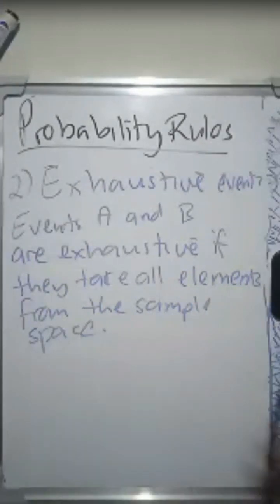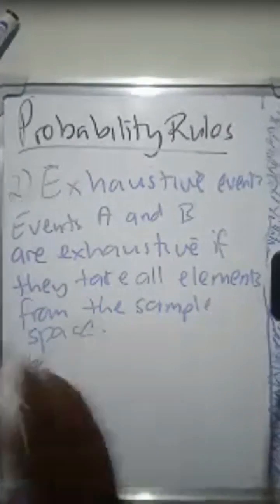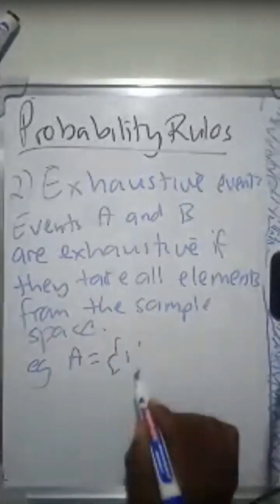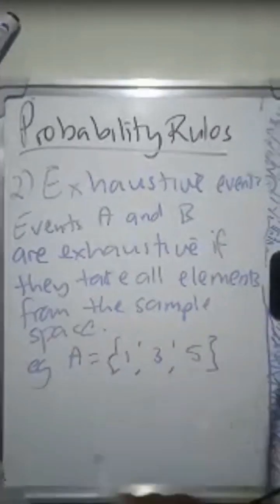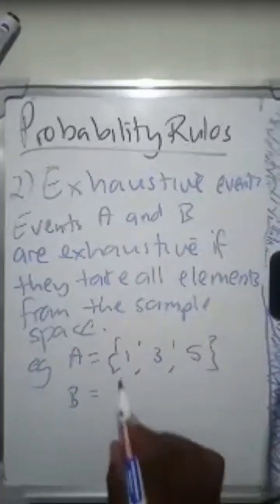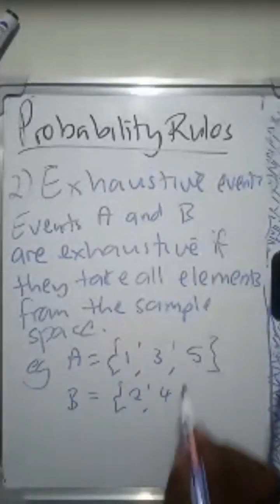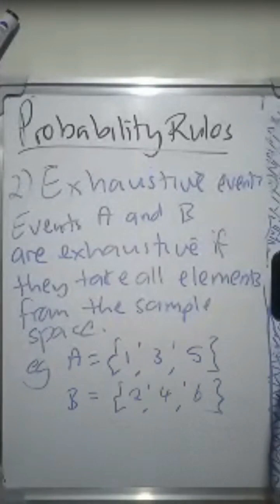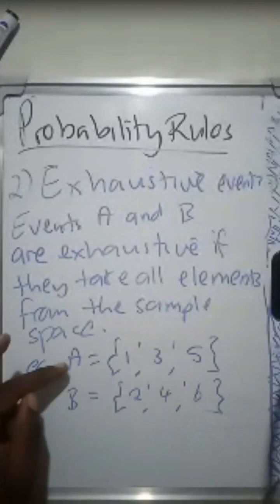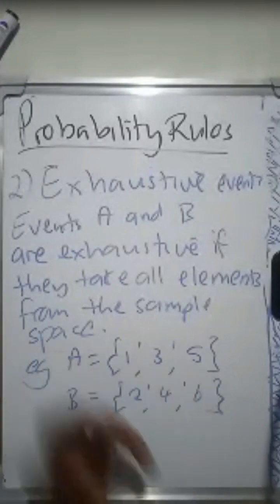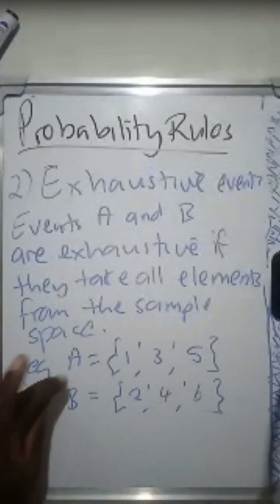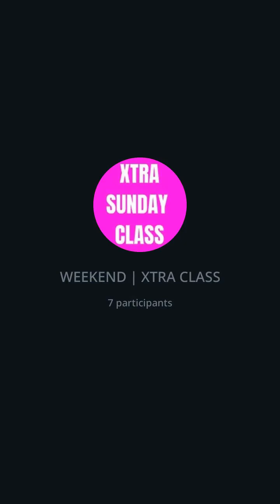For example, let's go back. If A is equal to {1, 3, 5}, then B is equal to {2, 4, 6}. These are numbers on a what? On a die. So you can see that A and B take all the elements from the sample space, because our sample space is {1, 2, 3, 4, 5, 6}. So we say A and B are exhaustive.